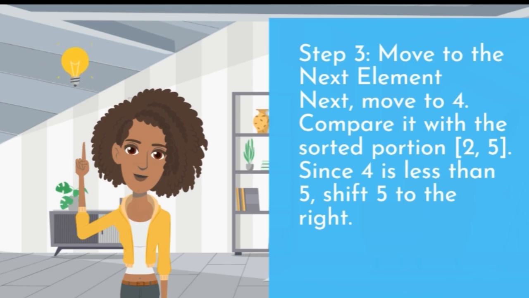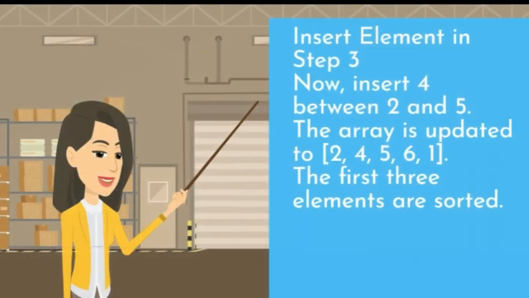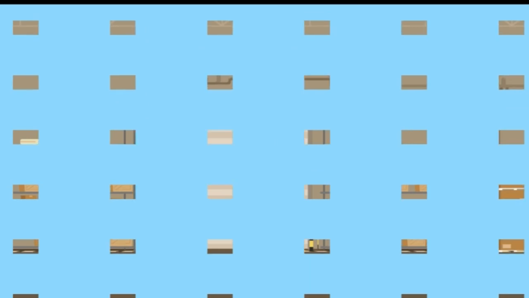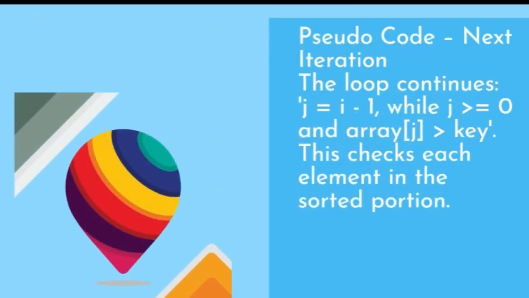Move to the next element. Next, move to 4. Compare it with the sorted portion. Since 4 is less than 5, shift 5 to the right. Now insert 4 between 2 and 5. The array is updated to 2, 4, 5, 6, 1. The first 3 elements are sorted. This is the pseudocode for the next iteration.